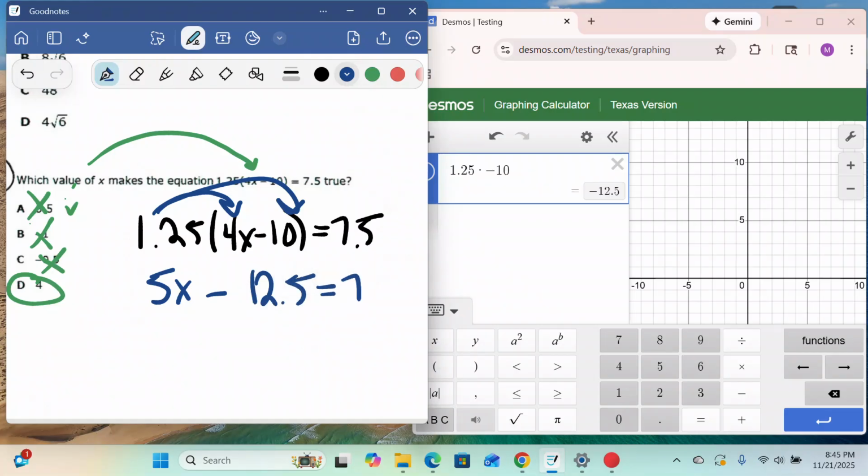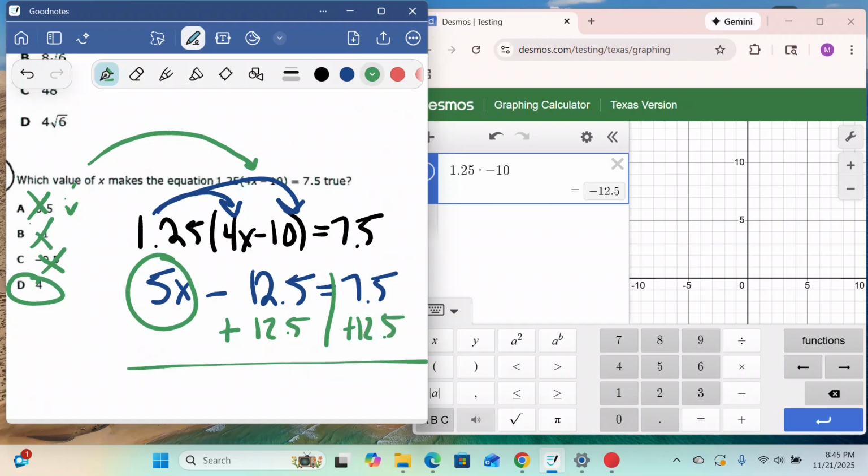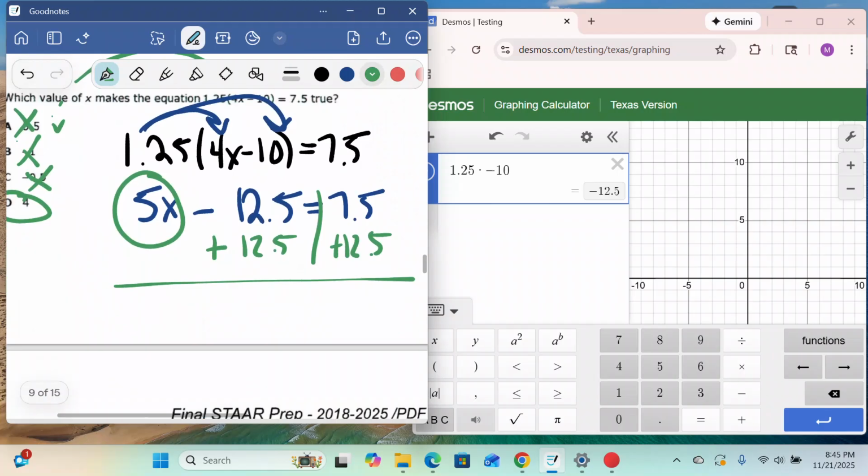Equals 7.5. Now I'm going to do my railroad tracks, and I'm going to circle the 5x. I'm going to get rid of negative 12.5, so I'm going to add 12.5 to this side and add 12.5 to the other side. Then I do my line so I don't confuse myself, and the plus and minus goes away. I have 5x equals 12.5 plus 7.5, which gives me a total of 20.